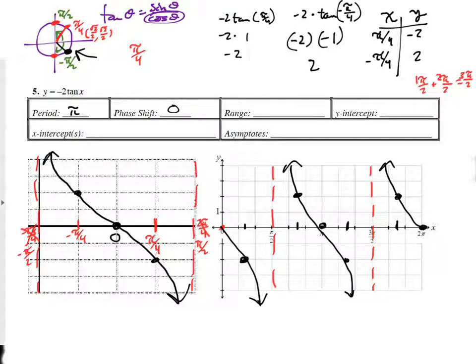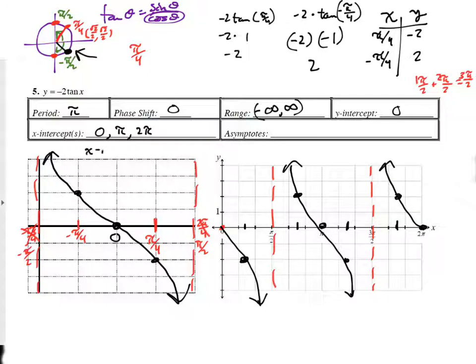Now, because the directions originally say stop at 2 pi, I stopped. Now you could keep going, but we don't have to. Directions say graph from 0 to 2 pi. All right, so my range is negative infinity to positive infinity. And then we have a y-intercept at 0. X-intercepts, yes, we got those. We have one at 0, we have one at pi, and we have one at 2 pi on my graph.